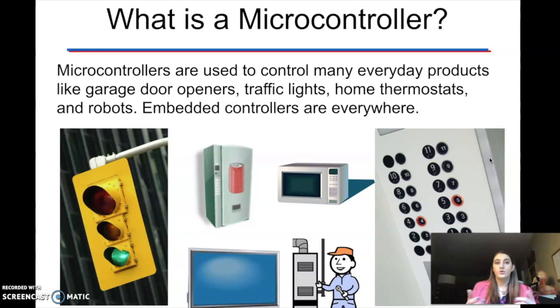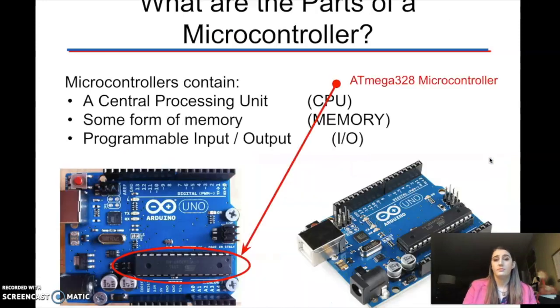Now looking at microcontrollers, they're used to control a lot of different things: garage door openers, traffic lights, thermostats, robots, and they're embedded pretty much everywhere. Looking at the parts of a microcontroller, a microcontroller contains a central processing unit, or a CPU, some form of memory, and a programmable input or output, abbreviated as I/O.